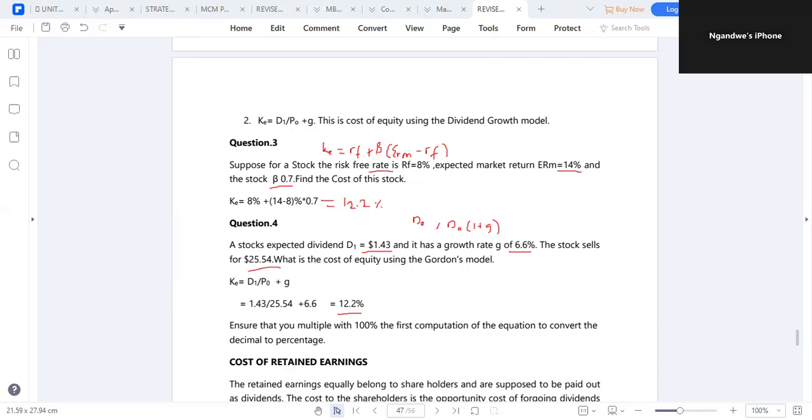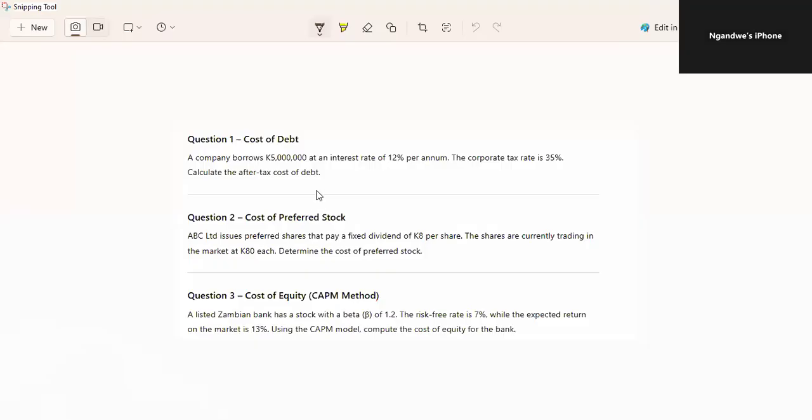So let us look at questions on each of them so that we apply what we have learned. Calculating the cost of debt, the cost of equity, and the cost of what? Preferred stock. So number one, here's a question. Suppose a company borrows 500,000 at an interest of 12% per annum. The corporate tax is 35%. What is the after-tax cost of debt?